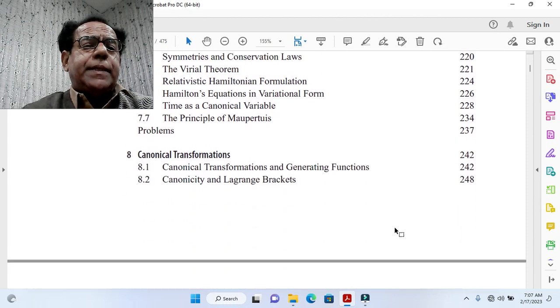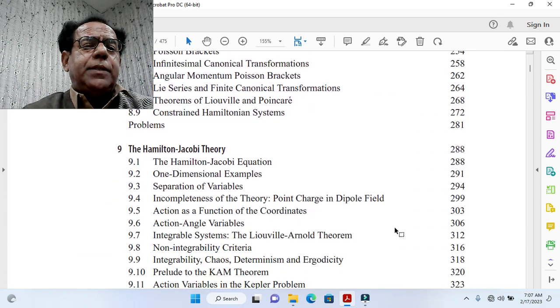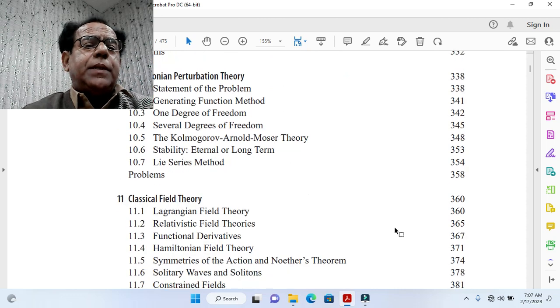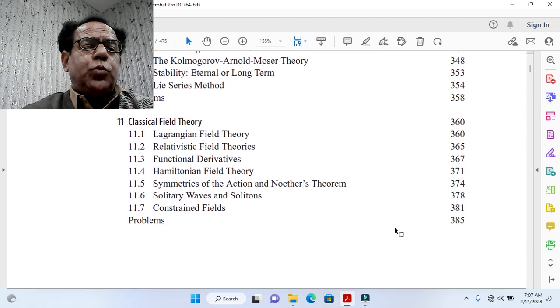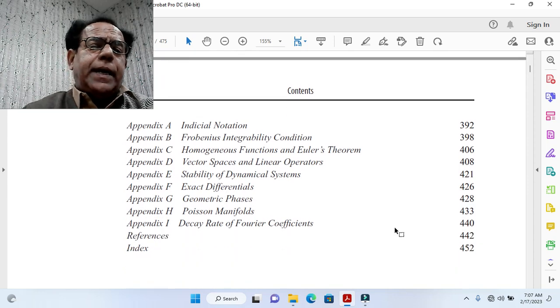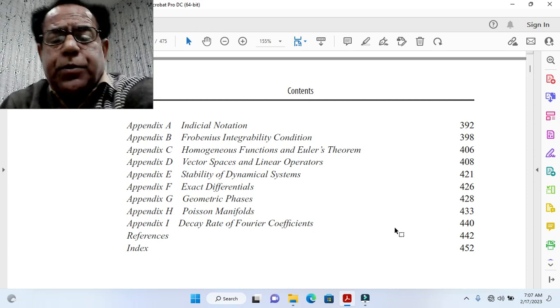Chapter number 8, canonical transformations. Chapter number 9, the Hamilton-Jacobi theory. Chapter number 10, Hamiltonian perturbation theory. Chapter number 11, classical field theory. And then the appendix begins and the index is given at page number 452.